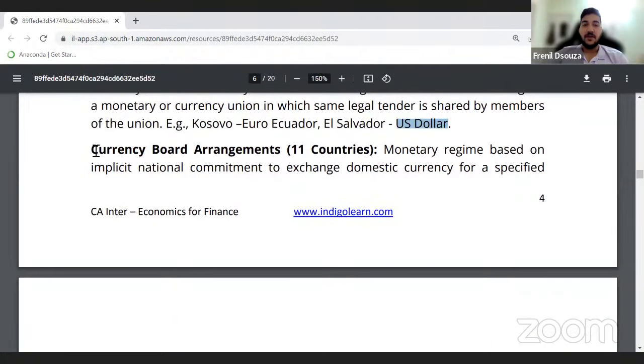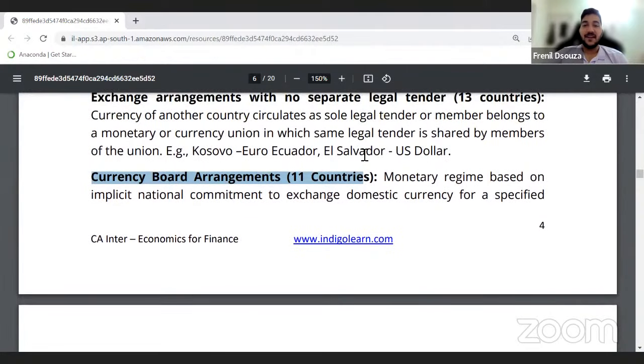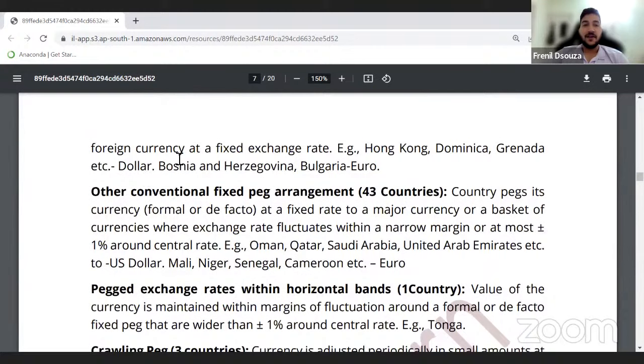Next, we have something called currency board arrangements. This is nothing but the fixed rate which we are talking about. The monetary regime based on implicit national commitment to exchange domestic currency for a specified foreign currency at a fixed exchange rate.